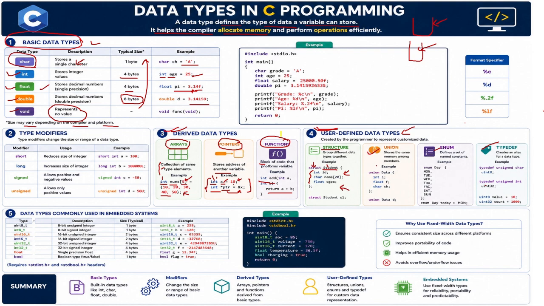Now let's see the union. It is similar to the structure, but the properties are different. The member elements of a union are stored in the same memory location. So if you are working with union, you are saving memory, the memory of your microcontroller. This is important. Sometimes in an interview, the interviewer will ask you what is the difference between a structure and a union. This is the main difference.